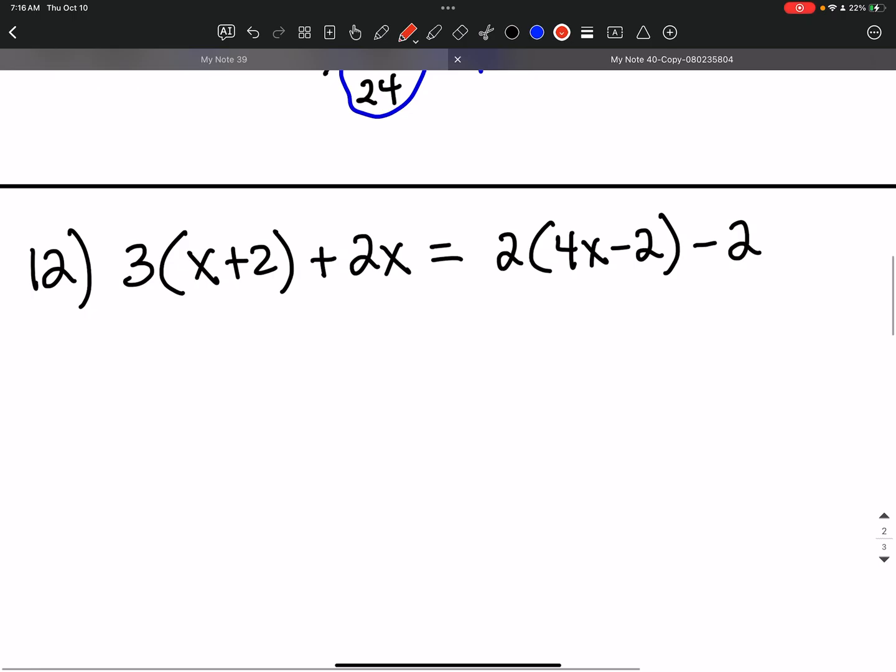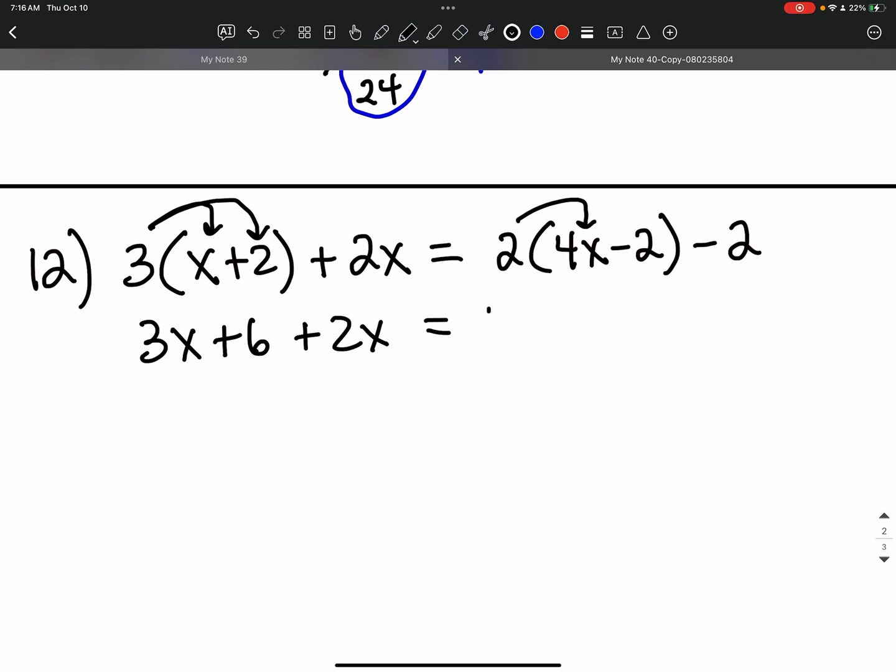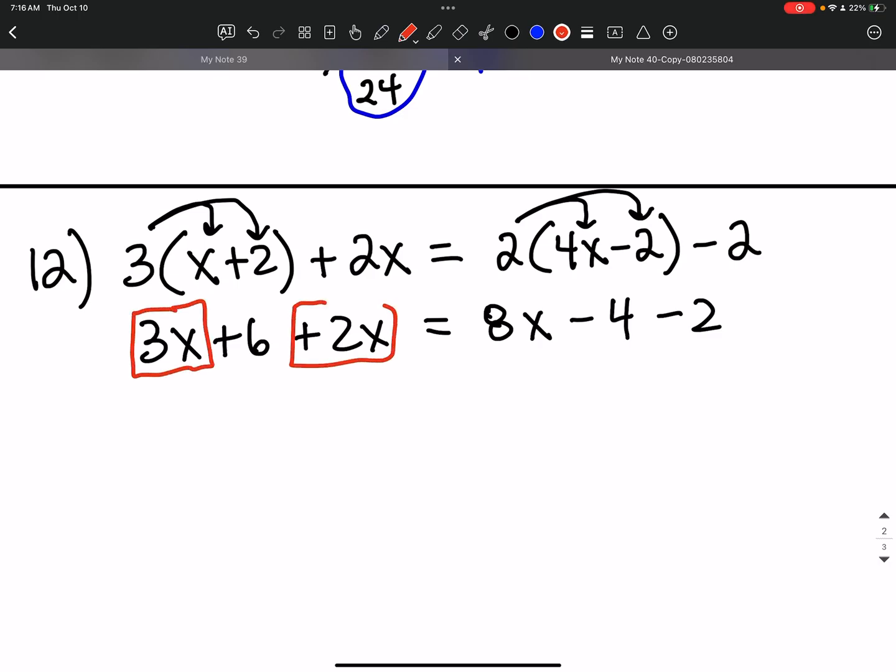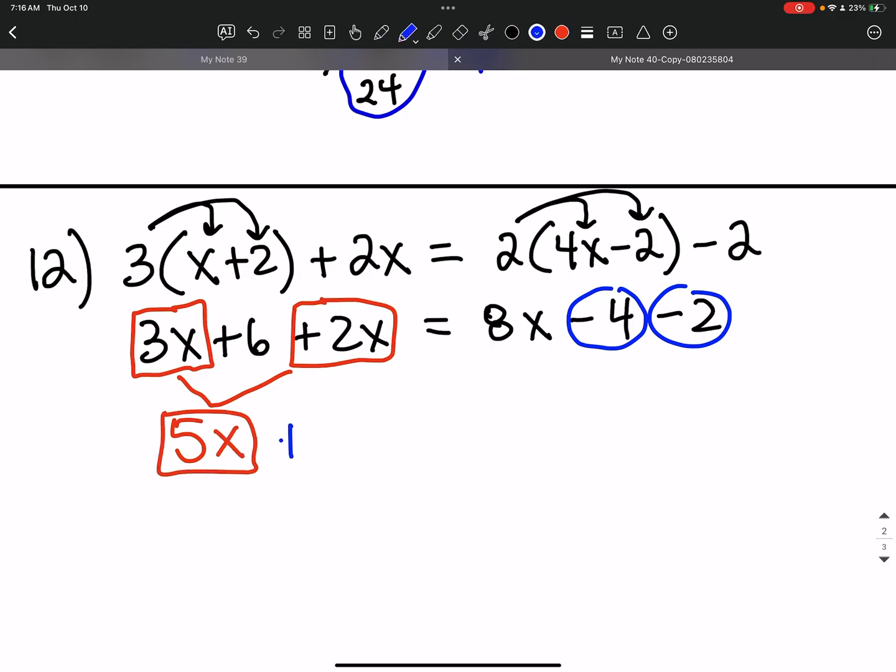All right, let's see. 3 times x is 3x. 3 times positive 2 is positive 6, plus 2x equals 2 times 4x equals 8 x's. Don't forget the letter. You would be telling me it's my laundry or the baby's laundry if you forget the letter. 2 times negative 2 is negative 4, and minus 2. So we've got too much of my laundry on this side and too much of the baby's laundry on this side. So we got to combine them. If I have 3 x's and 2 x's, I really have 5 x's. Plus 6 equals 8x's.